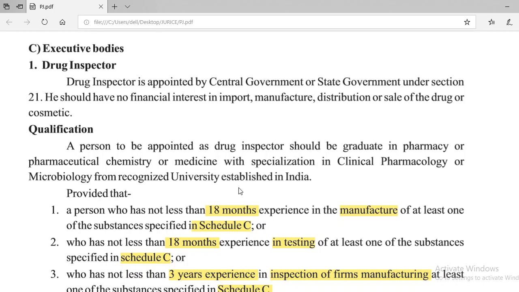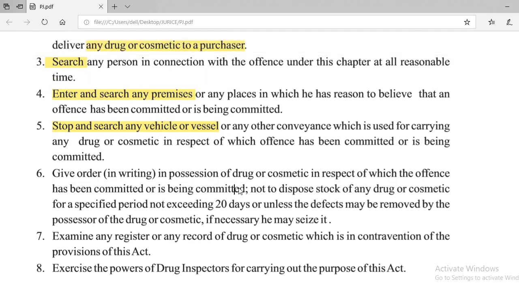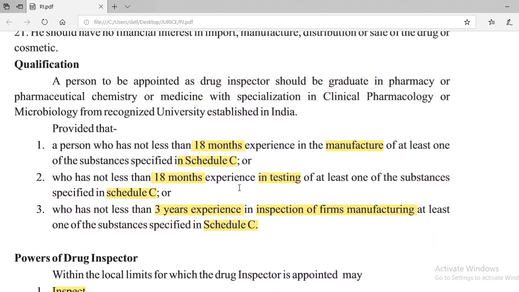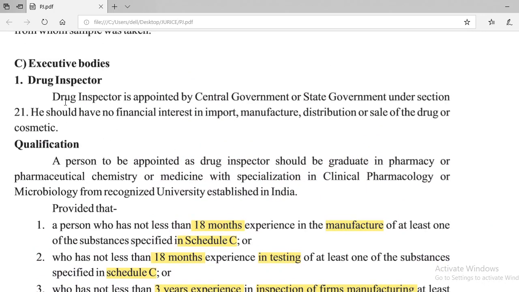So basically, the drug inspector is appointed by the central government or state government under section 21 of this act, right? He should have no financial interest in the import, manufacture, distribution or sale of drugs or cosmetics. This is the simple definition, and as we have seen in the definitions of the government analyst and other bodies, members should not have any financial interest in import, manufacturing, distribution or sale of drugs or cosmetics. All this also applies to the drug inspector.